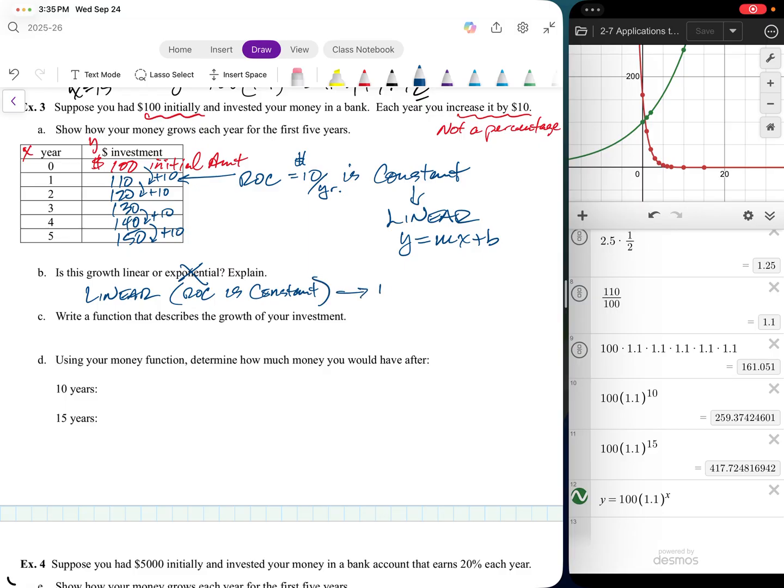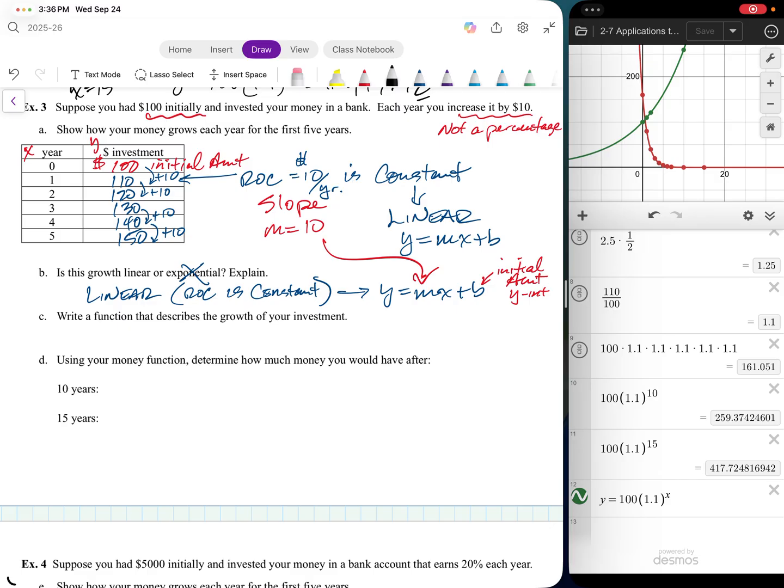All right, and that means we use this linear function called y equals mx plus b, where b now is your initial amount. It's your y-intercept. And then this, your rate of change, right here, this is your slope, or we call it m in terms of mx plus b. And that we already know is 10. Okay? So it says write a function that describes your investment.